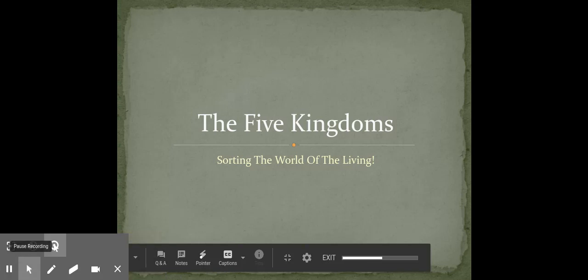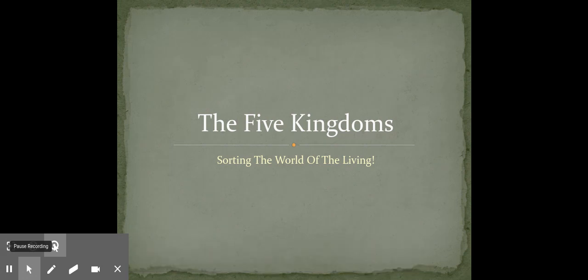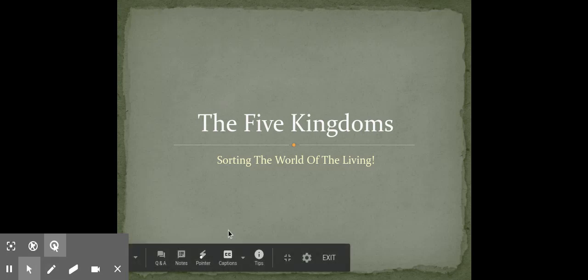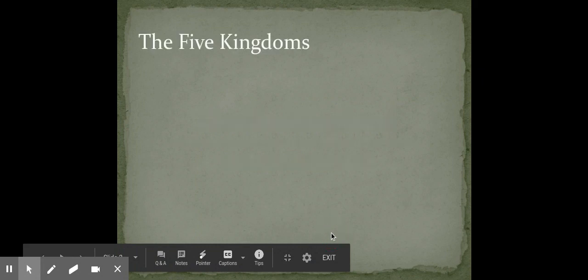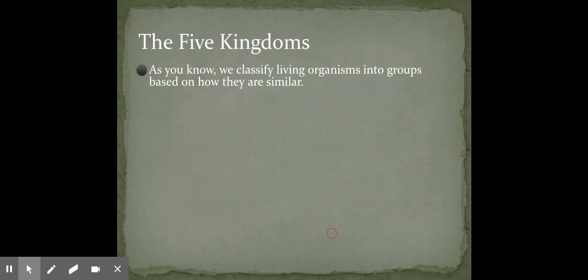So, today we are going to be talking about how we divide living things into different categories so that we can study them, study similar animals or similar plants with other similar animals and plants. The five kingdoms, we're going to talk about that first. That's the first level of classification for all living things.